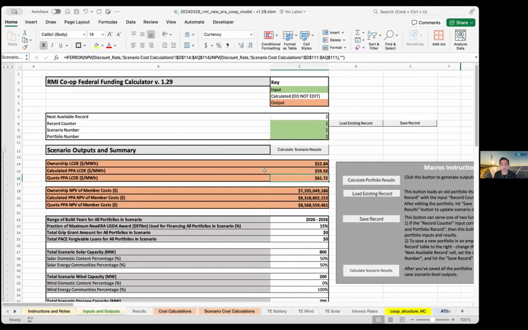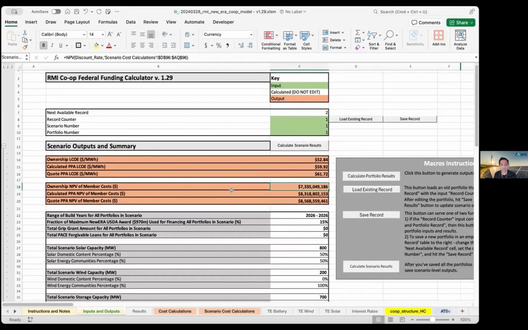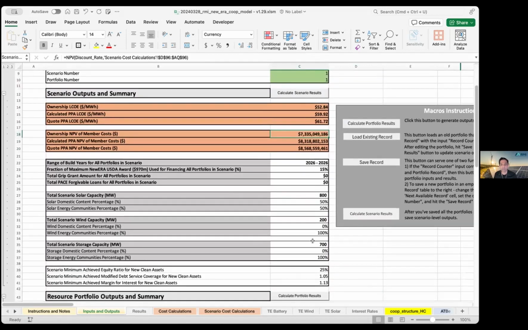And then you can also compare them, if you have quotes for all of those assets, to manual quotes that you might put in. Now, levelized cost of electricity is one helpful metric, but it's also helpful to know what the overall NPV of member costs is in addition to levelized costs. So we also include the NPVs. And here we also have a summary of the range of the scenario so that you can make sure that the inputs that you've incorporated here are in the range that you expected and that you aren't over allocating or double allocating, for example, your New ERA award or GRIP or PACE awards in this case. And you can see the total amounts of solar, wind, and storage that you've deployed.